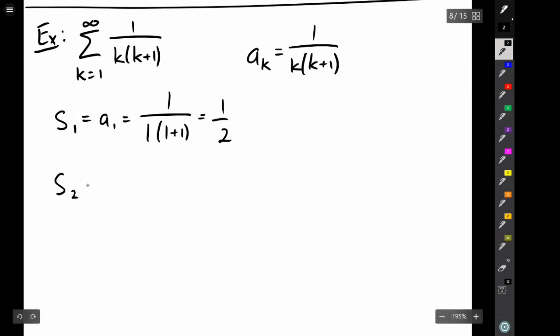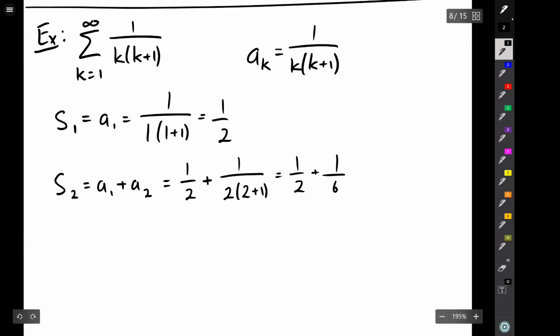Let's look at S2. That's going to be A1 plus A2. So this is 1/2 plus 1 over 2 times 2 plus 1. So that's 1/2 plus 1 over 6. If we add these up, this is going to be 4 over 6, or 2/3.